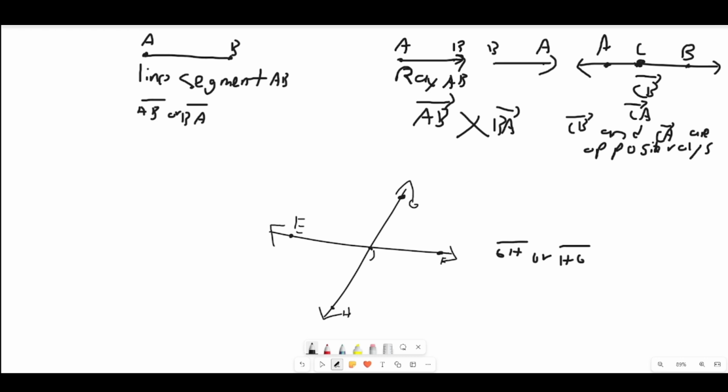Okay, so all the rays with the endpoint J are going to be JF, JG, JE, and JH. Now remember, opposite rays are when they have the same endpoint and they're going in opposite directions. So we know JG and JH are opposite rays. And we know JF and JE are opposite rays because they're going in opposite directions like this.